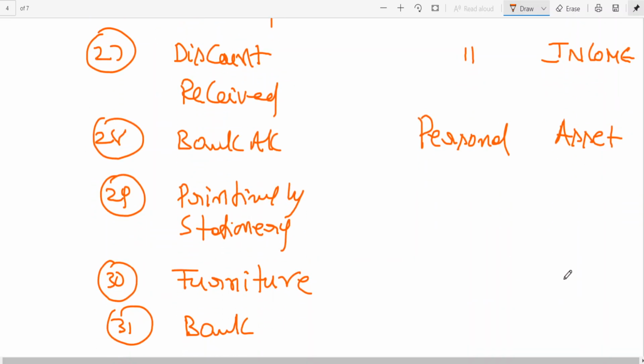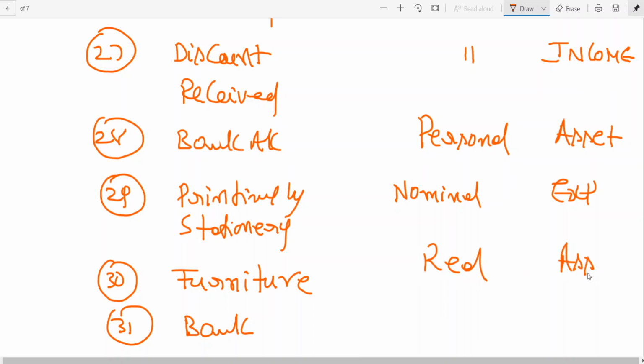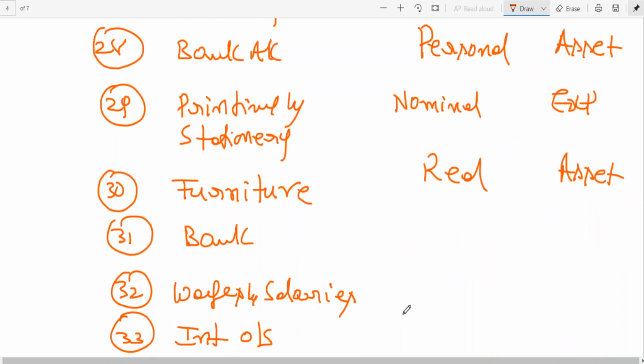Printing and stationery expense. Nominal. Here it is an expense. Furniture, real, asset. Here, asset. Already bank we have discussed now. Bank already covered. Let me make one thing.